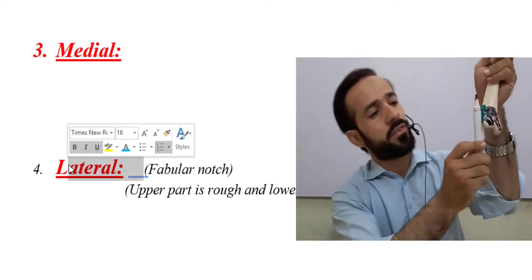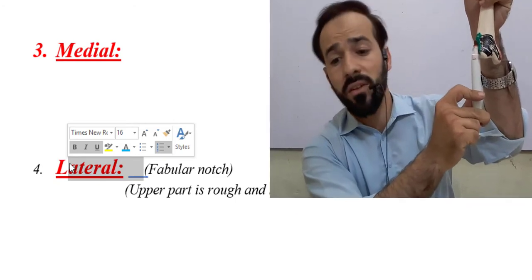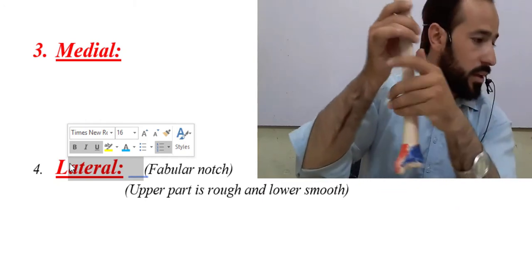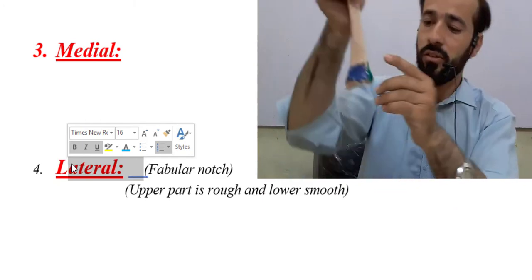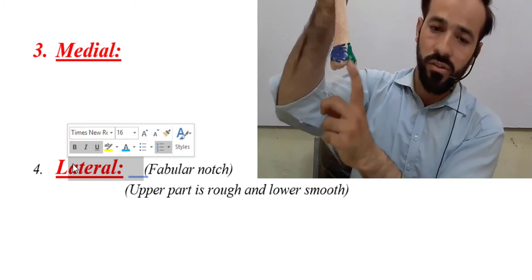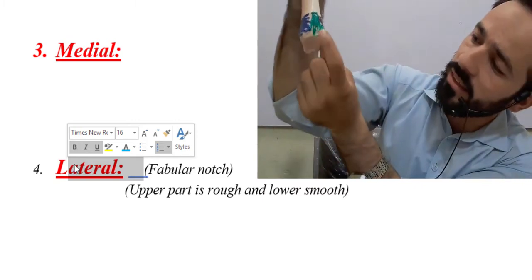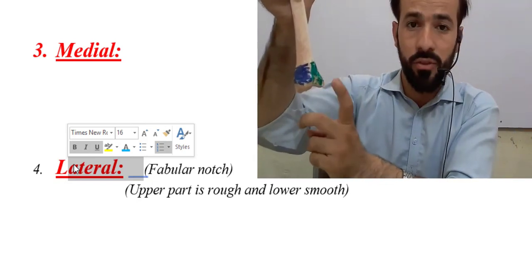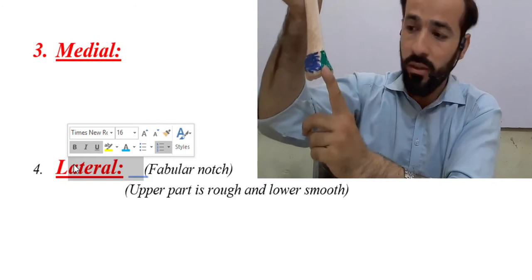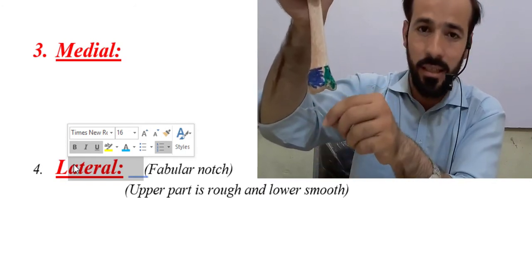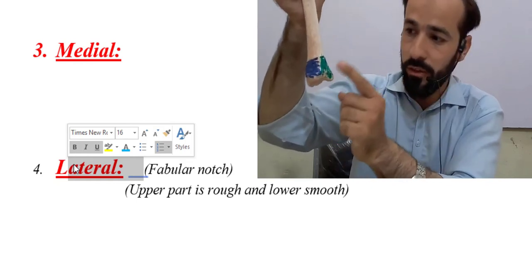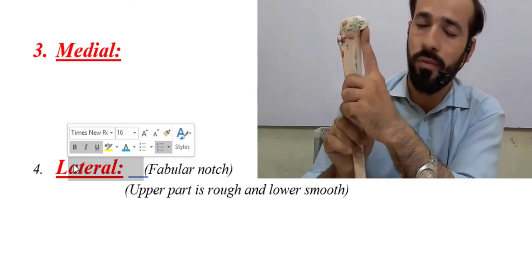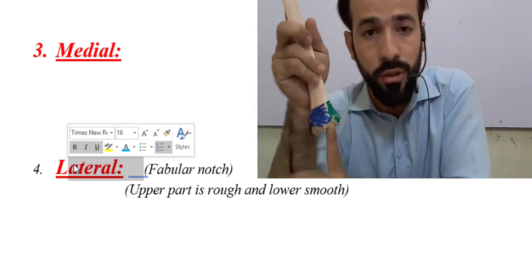In its lateral surface here, it has a facet, a groove, a notch for the fibula bone. I don't have the fibula here with me, I will show you in the next lectures, right? This is the lateral surface. In this lateral surface, there is a notch present here, which gives the point of attachment for the lower end of the fibula, and it makes the distal tibiofibular joint here, right? As here is the proximal tibiofibular joint, here is the distal tibiofibular joint, right?